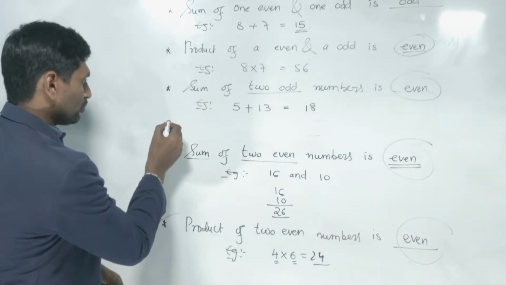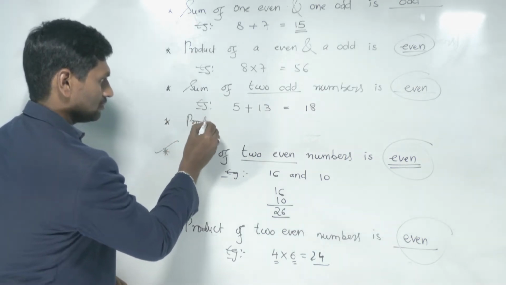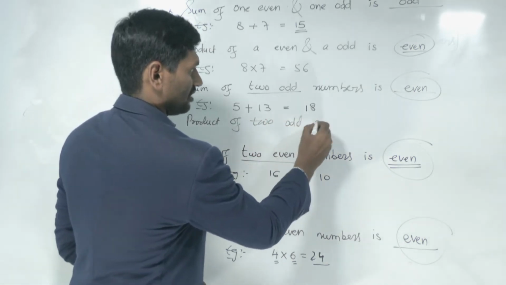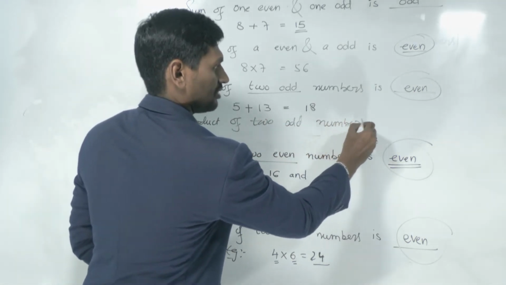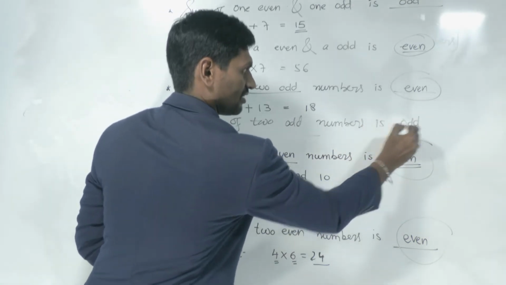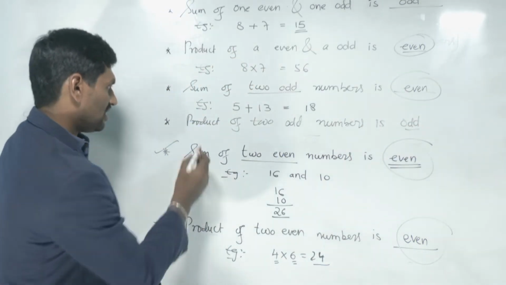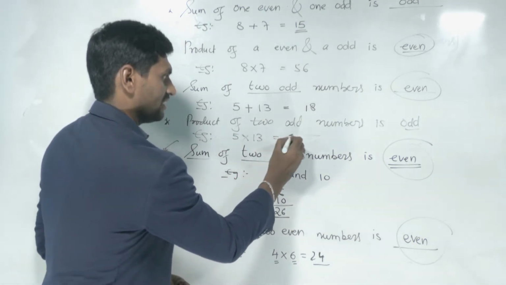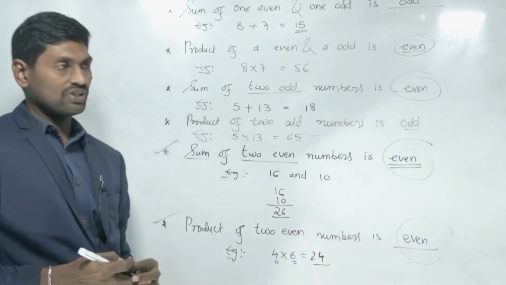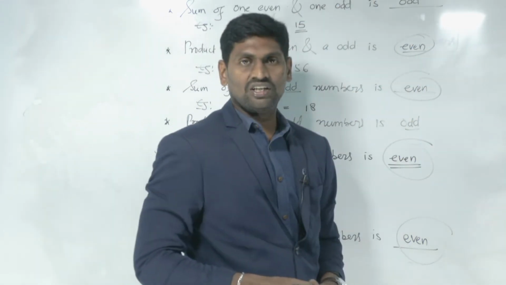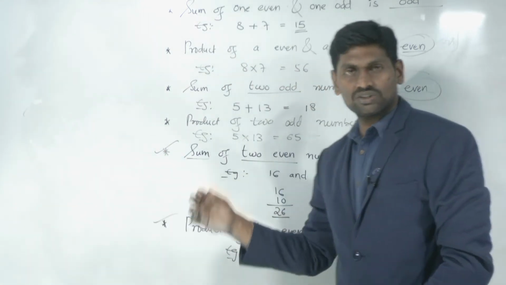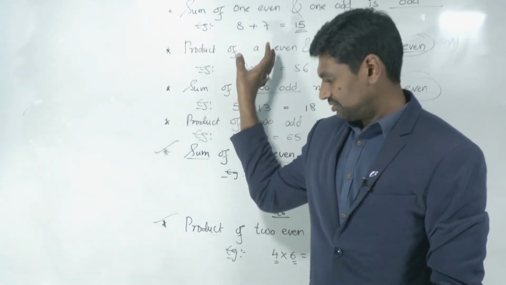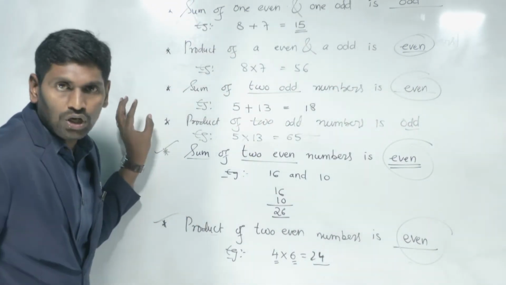Now, in the same way, the product of two odd numbers. Product of two odds is an odd number. Product of two odd numbers is odd. See the example: 5 into 13 is 65. 65 is an odd number. Only two cases give odd numbers, the remaining all give even numbers. What are the two cases here? Sum of one odd number and one even number, and product of two odd numbers.